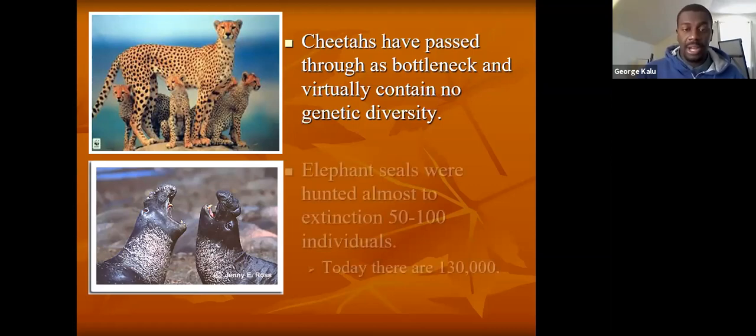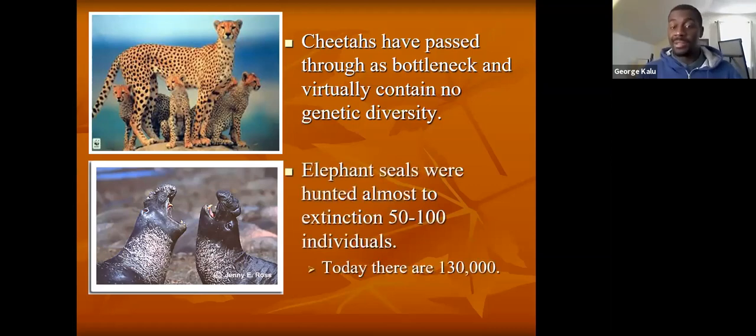Another one are the elephant seals. And so elephant seals were hunted to almost extinction, I think within the last century or so. They were hunted down to pretty much about 50 to 100 individuals, almost extinct before they started to protect the elephant seals. And so the hunting acted as a bottleneck event for the elephant seals too.